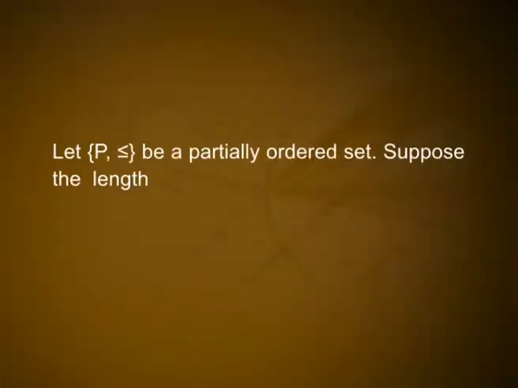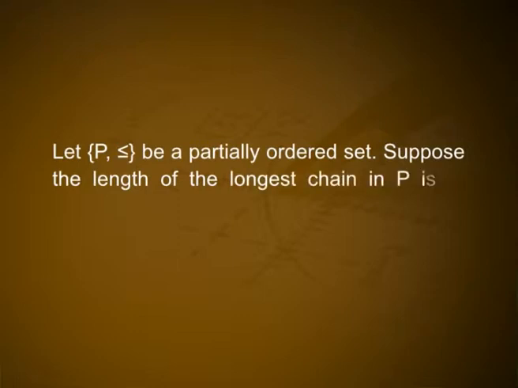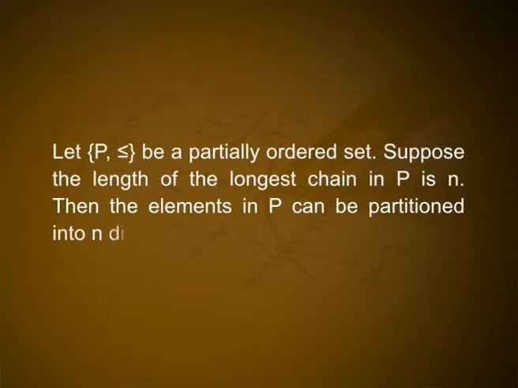The following theorem shows the relationship between chains and anti-chains. The theorem states: let (P, ≤) be a partially ordered set. Suppose the length of the longest chain in P is n. Then the elements in P can be partitioned into n disjoint anti-chains. The proof is by induction on n. When n equals 1, there is nothing to prove.